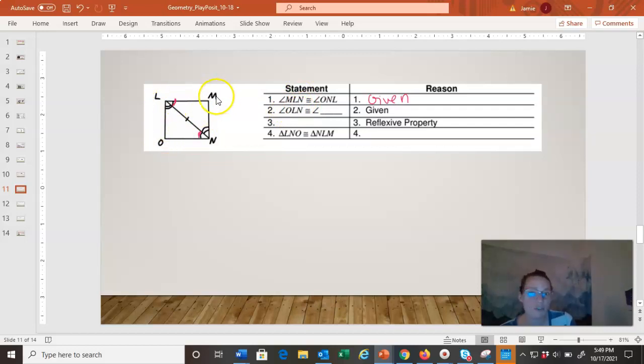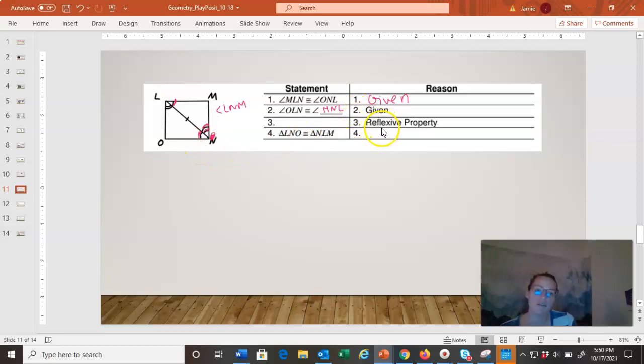And there's 2 answers here. You could say MNL, right? Or maybe you read it this way, LNM. Whichever way would be correct, as long as N is the vertex to get that angle.